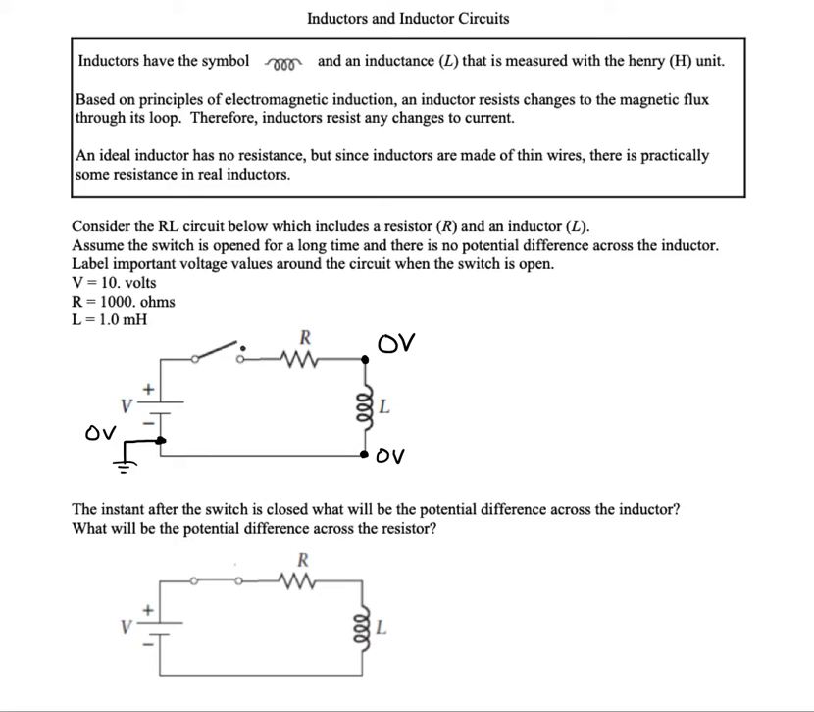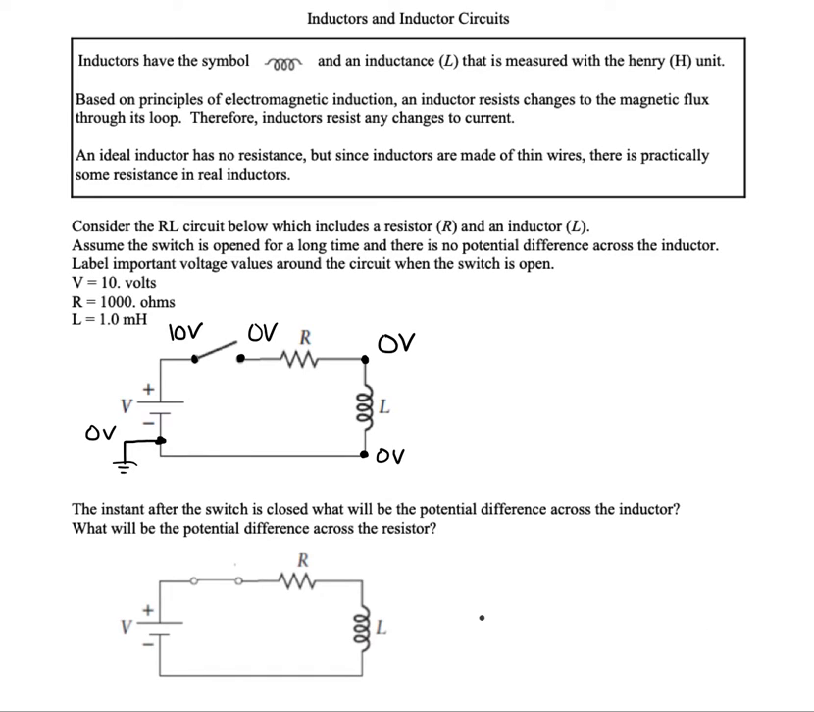The switch has been opened for a long time, and we'll assume that no current is flowing. With that in mind, we would have 0 volts at this point and 10 volts on the other side of the switch. So the entire potential drop in this case would be across the switch. The instant after the switch is closed, what will be the potential difference across the inductor? And what is the potential difference across the resistor?